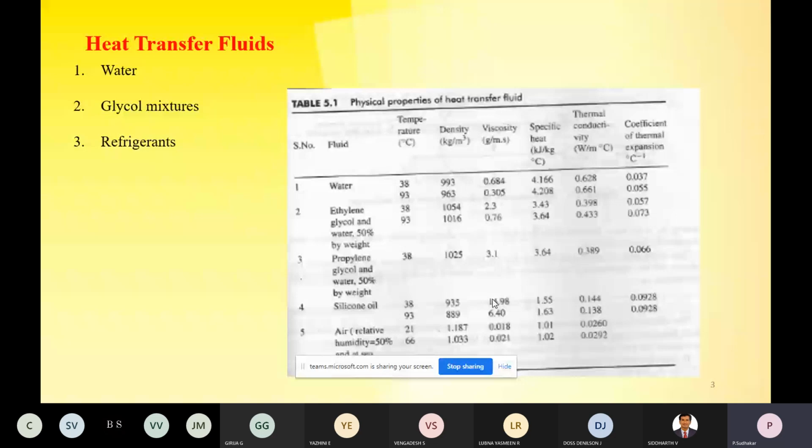So next is heat transfer fluids. As you said, we have seen the heat transfer fluid before this chapter, in the last class. Generally water is the heat transfer fluid used in a water heating system, because it is easily available and it is an ideal heat transfer fluid for a flat plate collector.